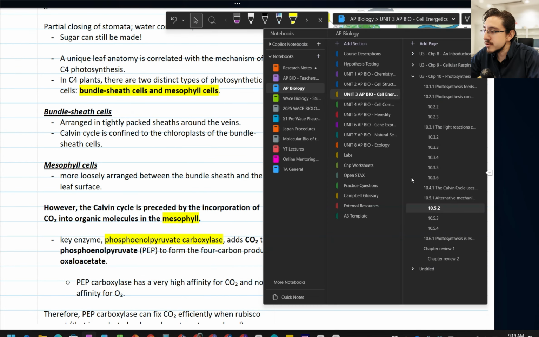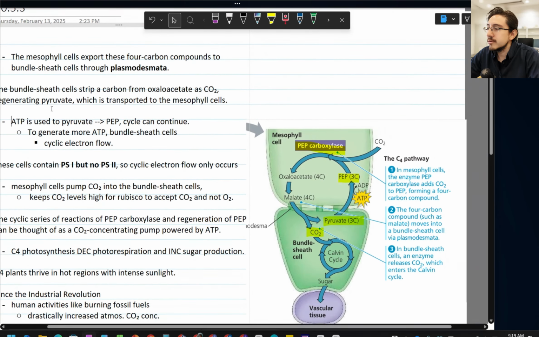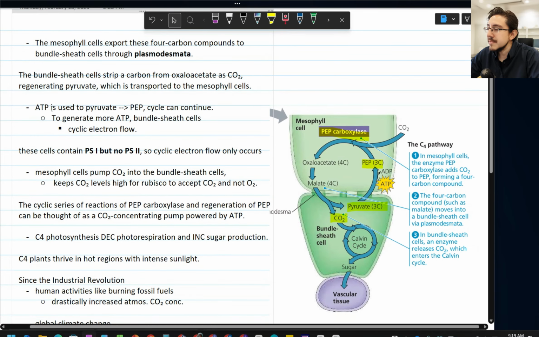Just to continue on with the notes for you, and I've re-added this image here so we don't lose it. As I mentioned before, they're transported into the bundle sheath cells. What happens is that this oxaloacetate comes in and is converted into malate. The carbon dioxide then gets removed from this 4-carbon compound. So now we're here. Carbon dioxide gets removed from this 4-carbon compound, and then you get pyruvate again.